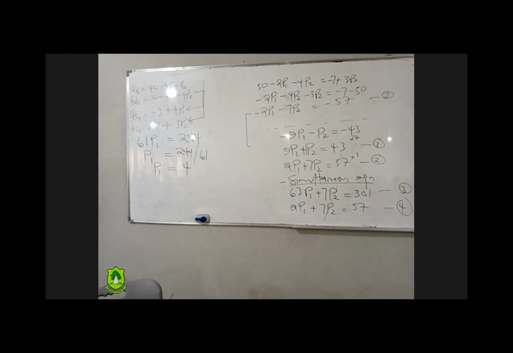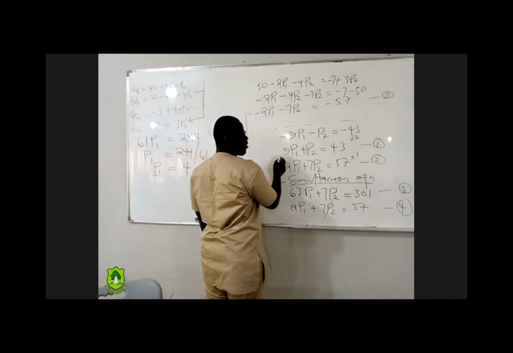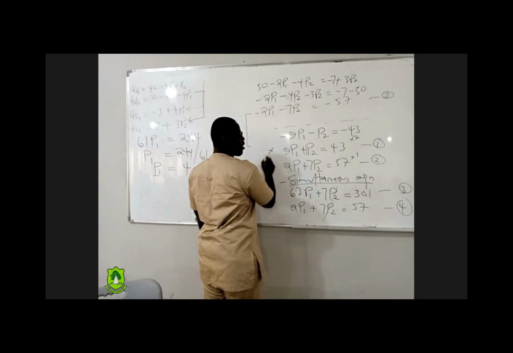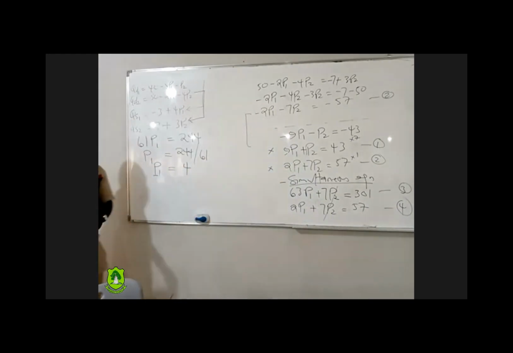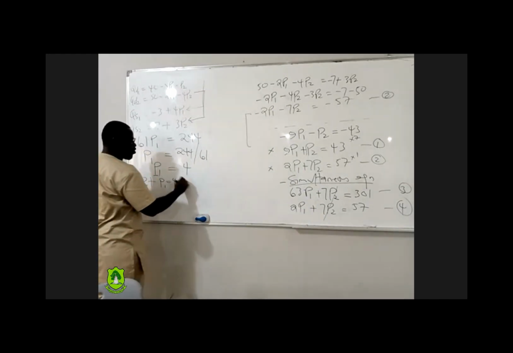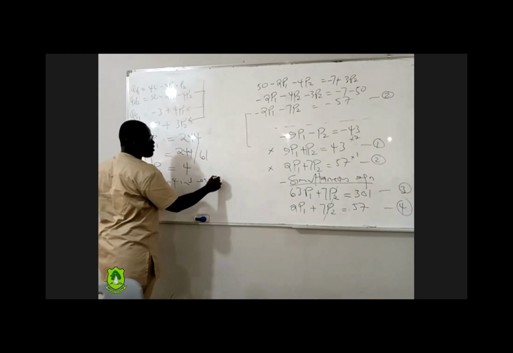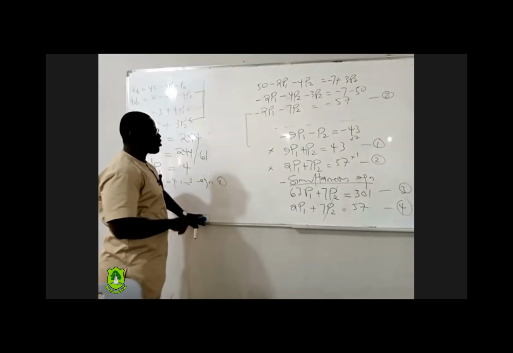So what will be the price for commodity two? So you either put the P1 into equation 1 or equation what? 2. Where should we put it? So let's say put P1, which is equal to 4, into equation what? 1. Okay, good.